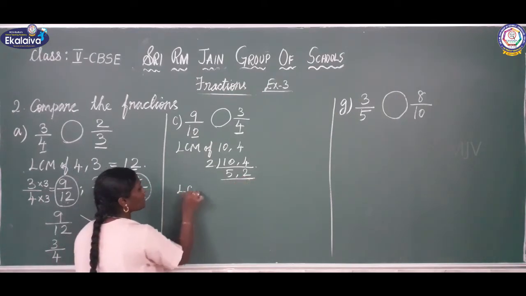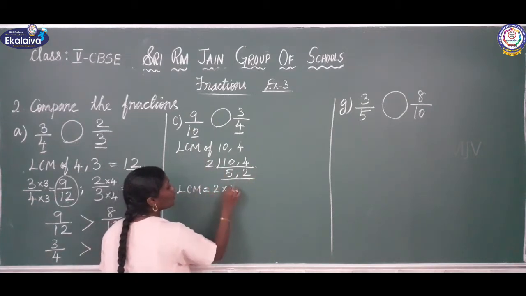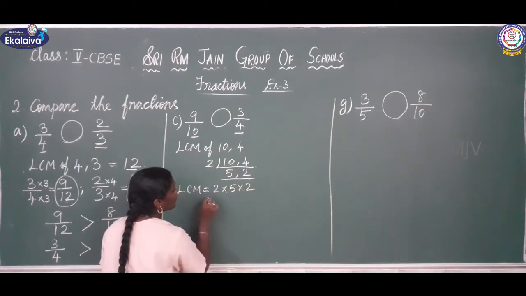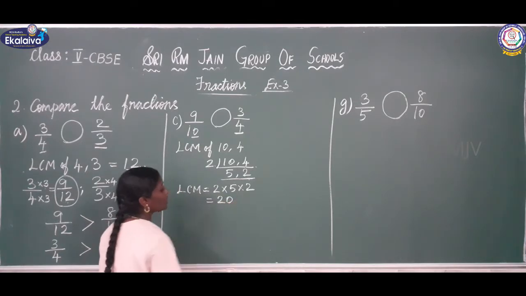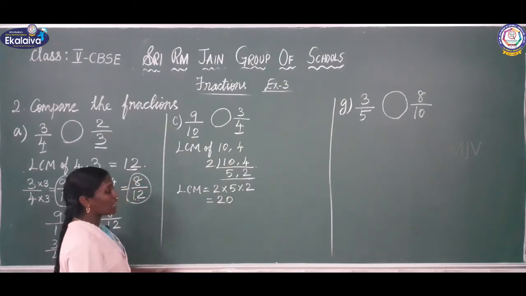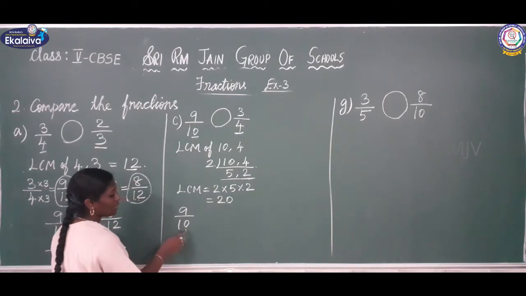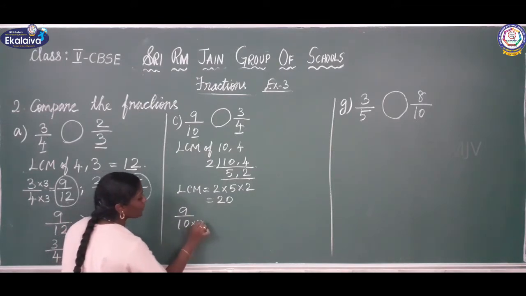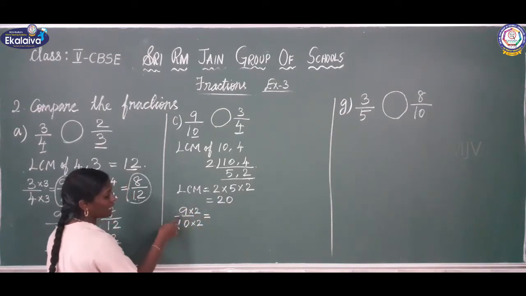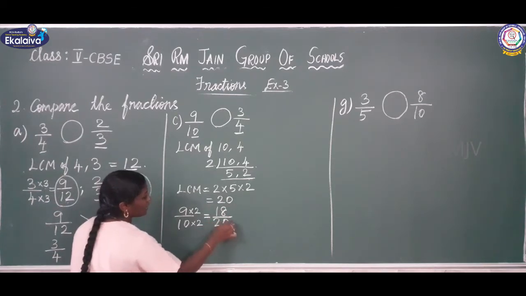To find the LCM, we have to multiply all the prime numbers. 2 into 5 into 2. 2 5s are 10, 10 twos are 20. So the LCM is 20. Now we have to change the denominators in the given fractions to 20. So the first fraction is 9 by 10. In 10 table when you will get 20, 10 twos are, isn't it? So we have to multiply the numerator by the same number 2. 9 twos are 18 by 20, the first fraction.